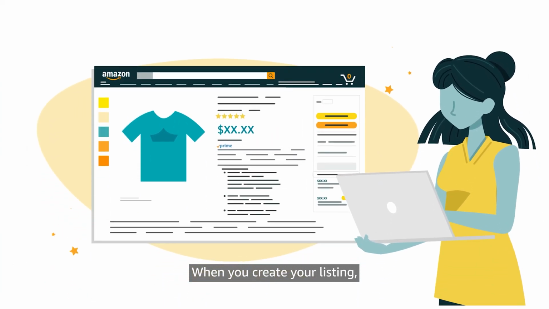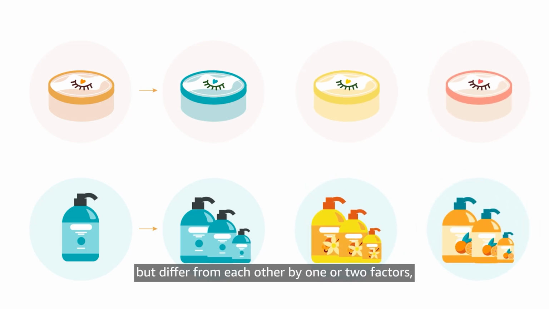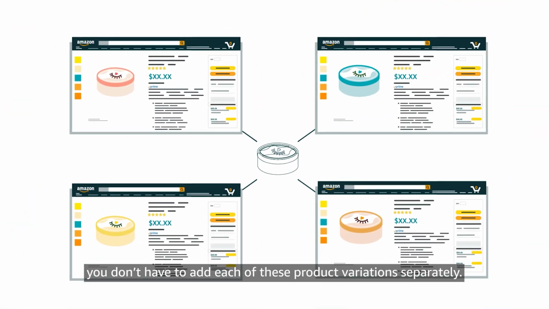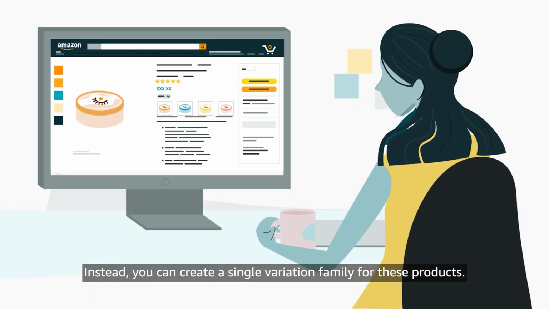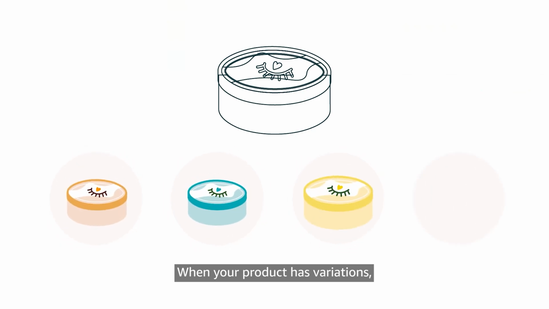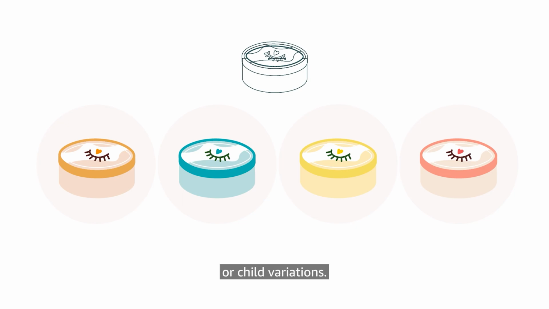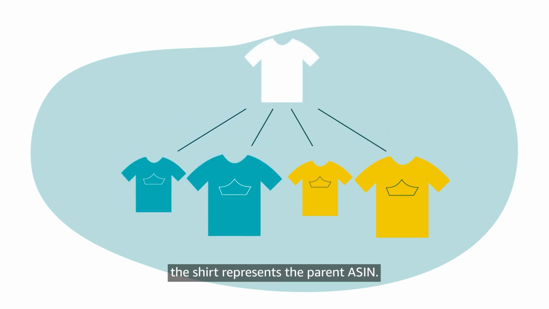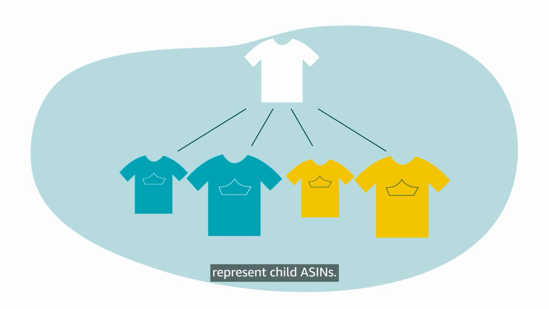When you create your listing, note that if you have products that are similar in nature but differ from each other by one or two factors, like color and size, you don't have to add each of these product variations separately. Instead, you can create a single variation family for these products. When your product has variations, it has a parent ASIN and one or more child ASINs or child variations. For example, if you sell a shirt in different sizes and colors, the shirt represents the parent ASIN. The shirt's variations, such as blue and medium, represent child ASINs.